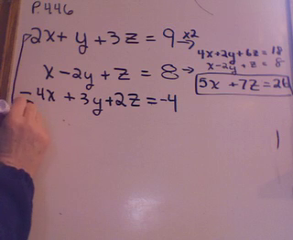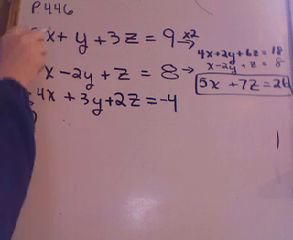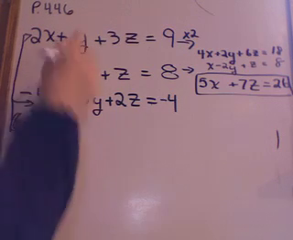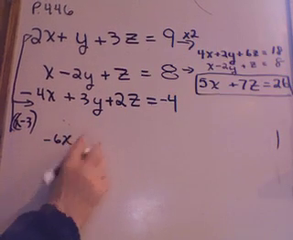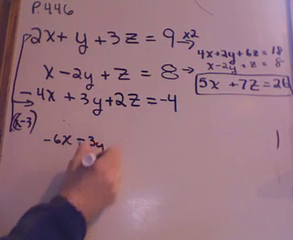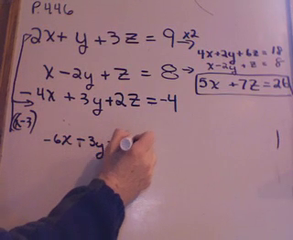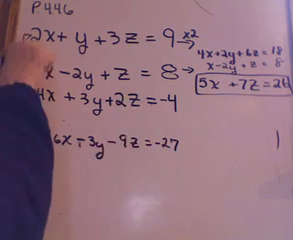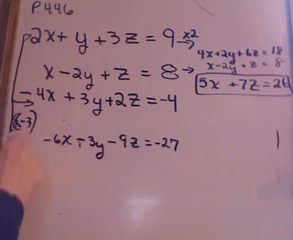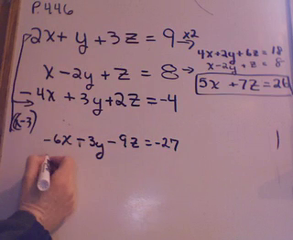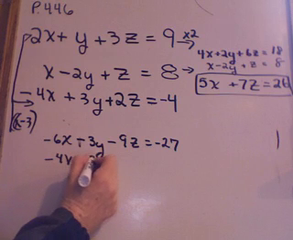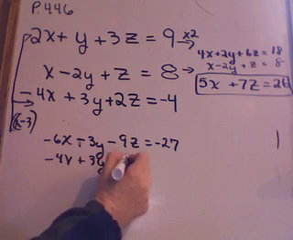Always put a note, right? -3. So 2 times -3, -6x minus 3y minus 9z equals minus 27. I multiplied everything in this equation by -3, and I was going to use it with this third equation, so I'm just going to copy that one underneath, just like I did in the last case.